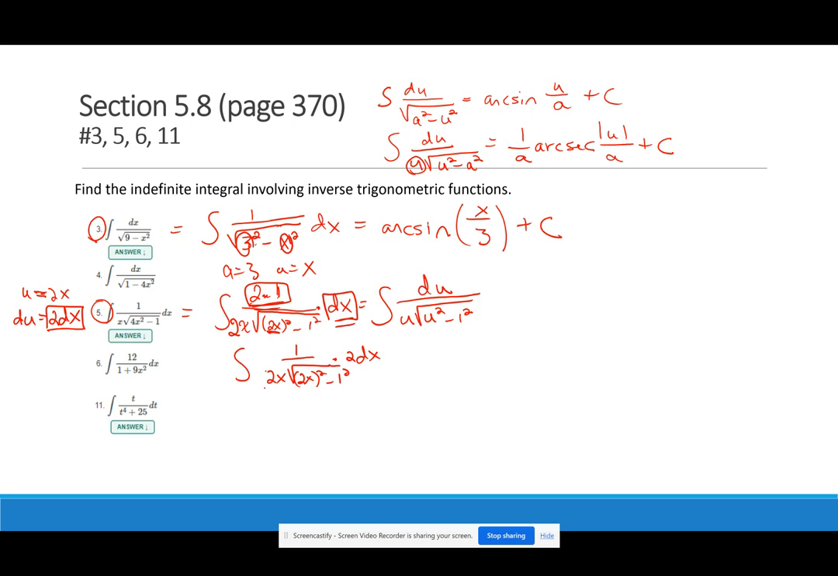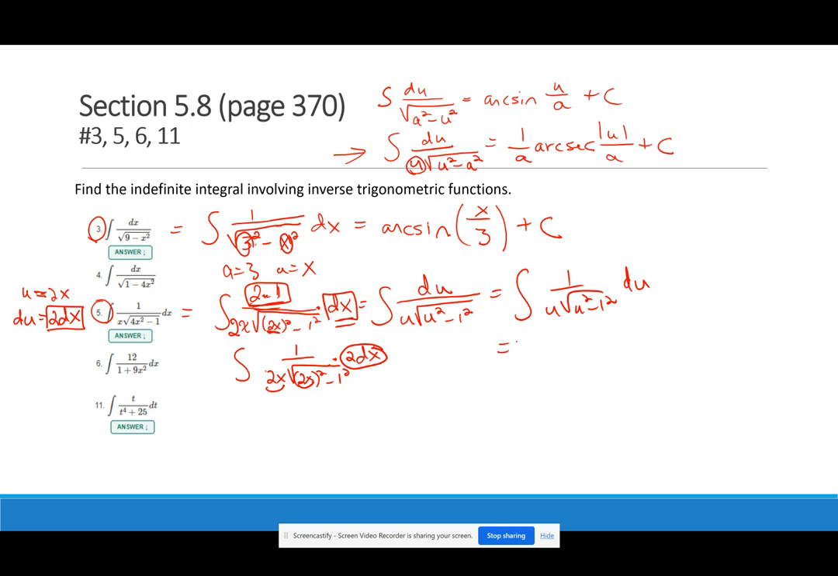I put the u for the 2x here, and I replaced 2 dx with du to make it look like the formula. I usually like my du off to the side, but the way the formula is written, it has that du up on top. But it means the same, right? It means the same as 1 over u square root of u squared minus 1 squared with a du right here. Okay, so now I'm noticing that I've got exactly what I need.